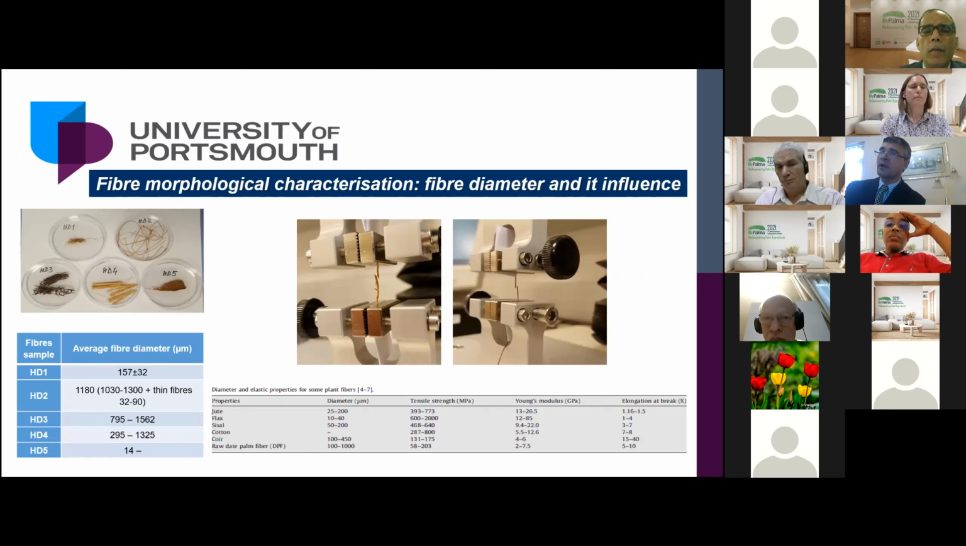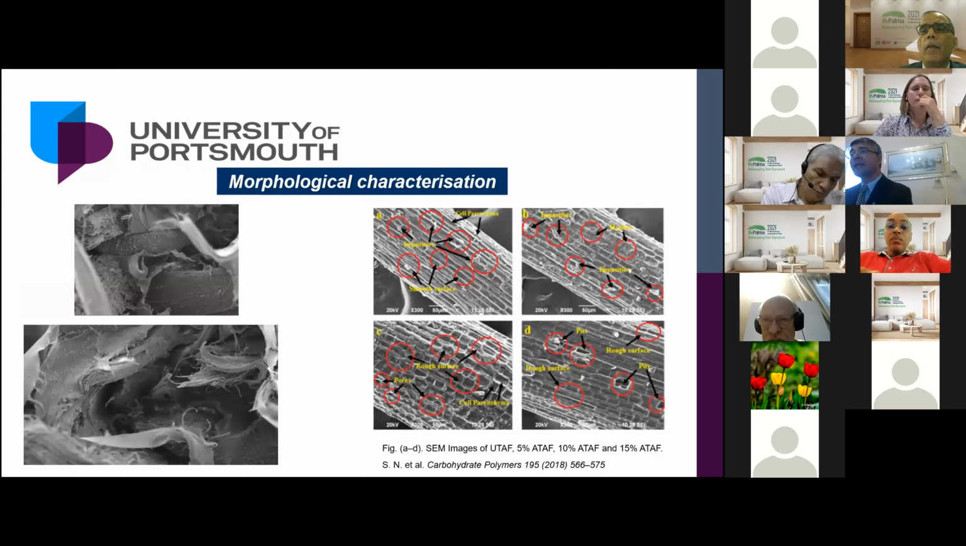So we're just looking at date palm fibers coming from leaf, coming from stem, and coming from different parts will give you different diameter, and that different diameter gives you different properties. So if we look at a jute fiber and then raw date palm fiber, you can see diameter variation is significantly high compared to other commonly used natural fiber composites. So again, morphological characterization, understanding what is going on with the property, is very important.